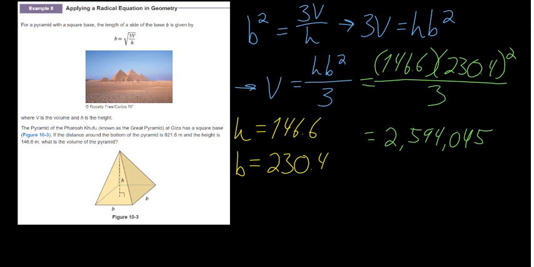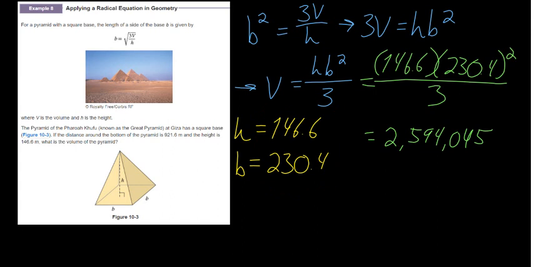Once I solved for v, I needed to find my height and base. The height was given to us at 146.6 meters, and the base we weren't necessarily given. We had to think a little bit. The entire base is 421.6 meters around, so if I divide that by 4, I get 230.4. Then I plugged the two numbers in and did some calculator tricks.